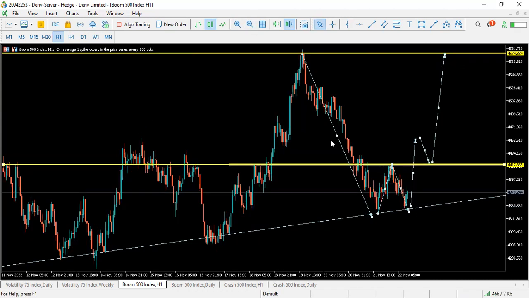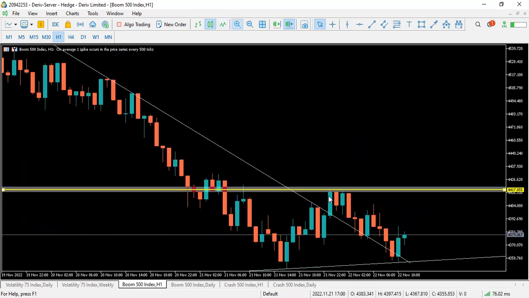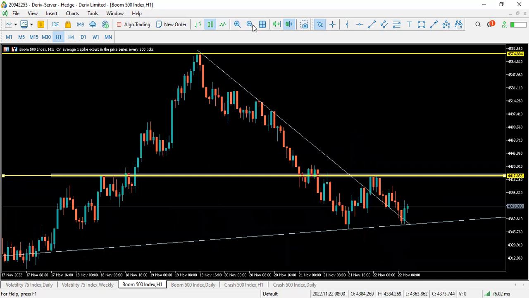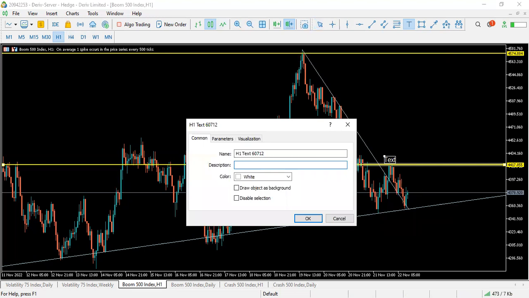So this is what I'm having on Boom 500. Another thing we can also look at is this counter trend line here. You can try to draw a counter trend line: touch, broke above, came back, bounced, came back, bounced. So most probably that is why I'm expecting buys after the break of the neckline there. Buys about there, like this.